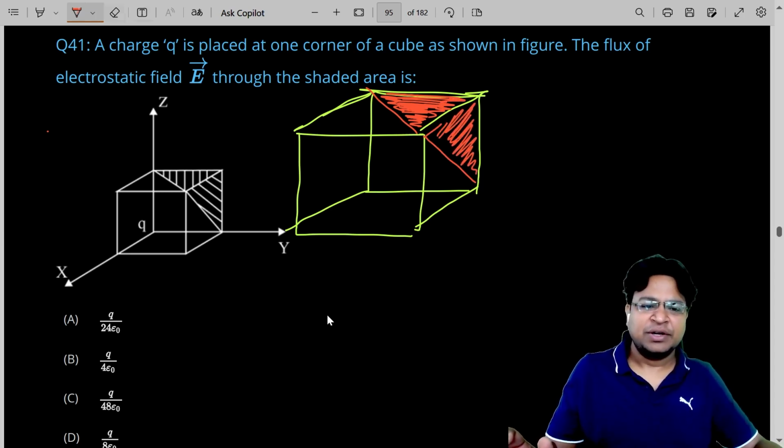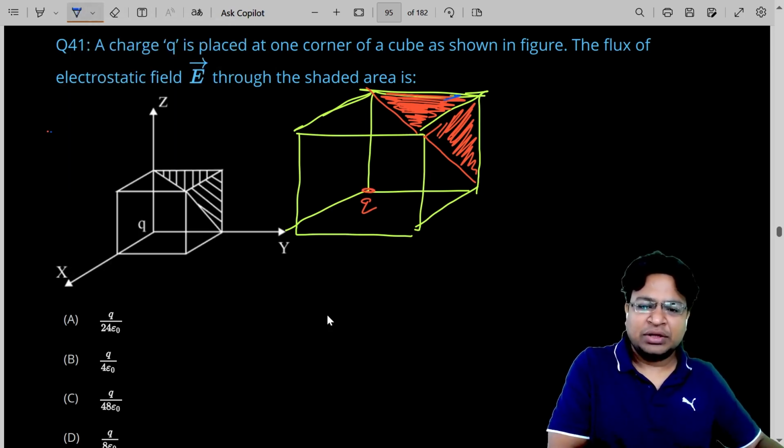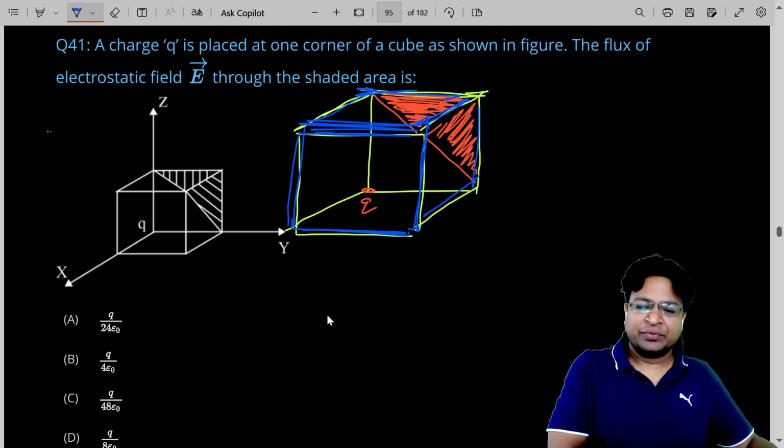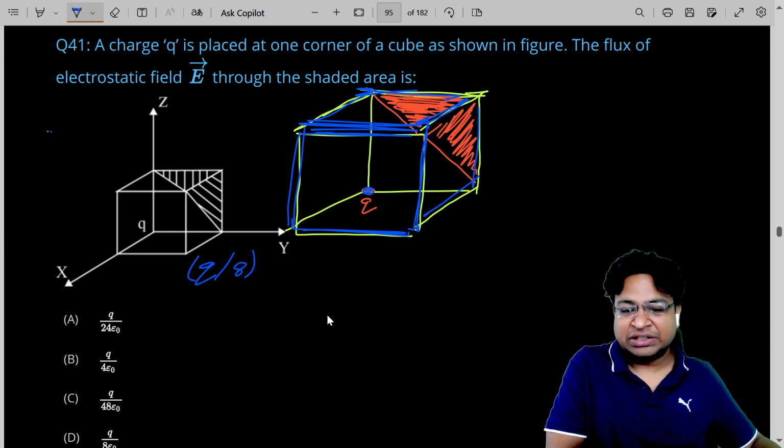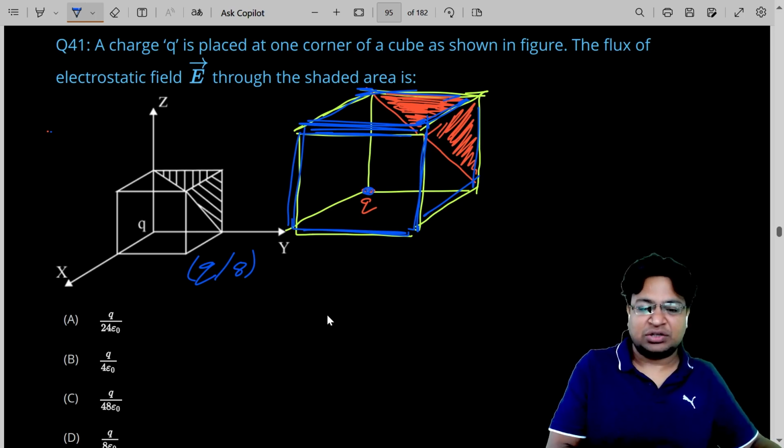Now let's try to understand this: if there is a charge q here, then only three surfaces will have flux flowing through them. That would be this one, the top one, and then this one, and then this one, the front one. So only three surfaces, and flux will pass through all of them equally. All right. So if q is present on this corner, then 1 upon 8 of this charge will be inside the cube. The other 7 by 8 part of the charge will be outside the cube.